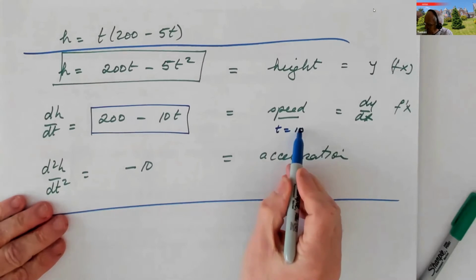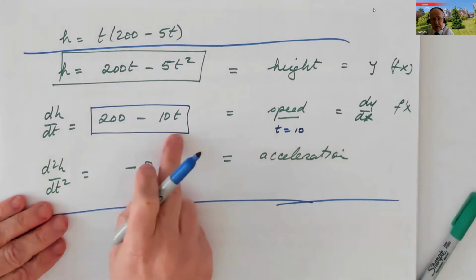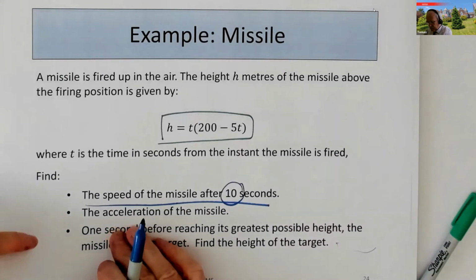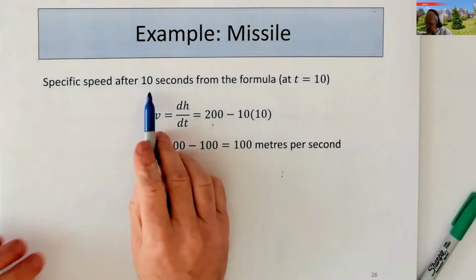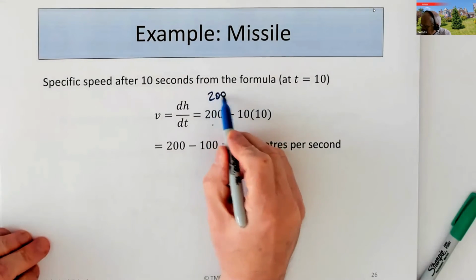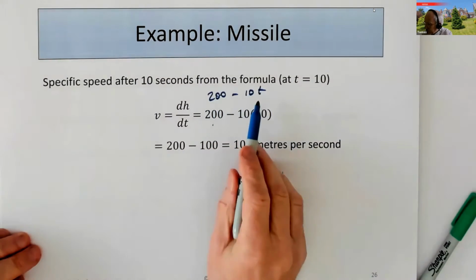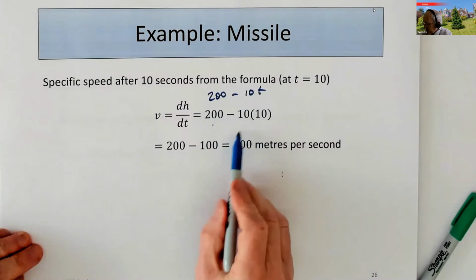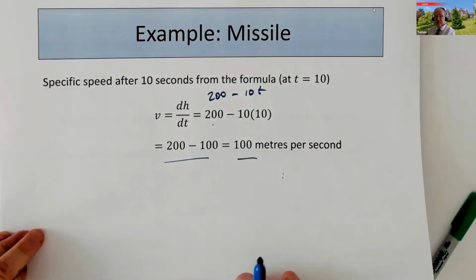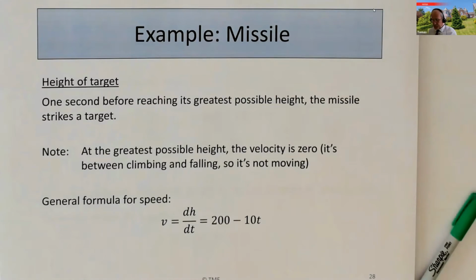So when t is equal to 10, we put t equal to 10 into this. So now we go back and we say, okay, when t is equal to 10, it's 200 minus 10t. t is 10, so it's 200 minus 10 times 10, 200 minus 100, meters per second. And that's the first part of that exam question.